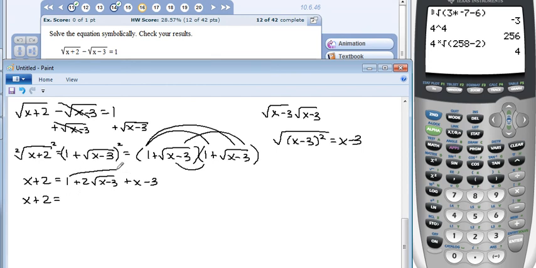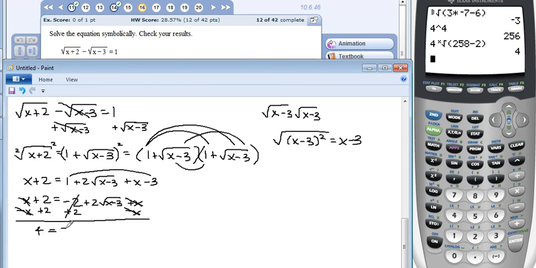Well, let's combine our numbers for negative 2 plus 2 roots of x minus 3 plus x. Subtract my x across, so my x's are gone, which is decent. Add my 2 across, so I've got 4 on this side. 2 roots of x minus 3, and then I'll divide by 2. So I have 2 is equal to the square root of x minus 3.